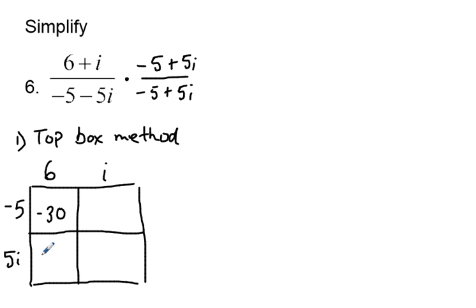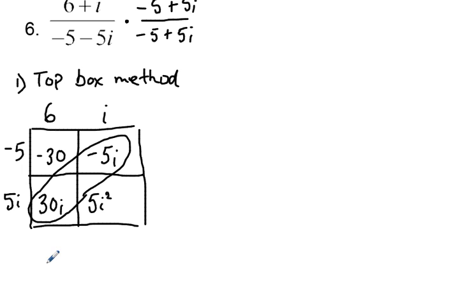Here we're going to multiply 6 times 5i, which gets us 30i. Here we're going to multiply i times negative 5, which gets us negative 5i. And here 5i times i is going to get us 5i squared. Next up, we're going to combine like terms, and that's going to be these two numbers here. And we will see in a minute that negative 30 and 5i squared are like terms as well. But let's go ahead and combine here first.